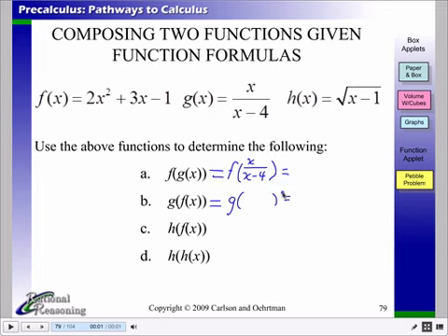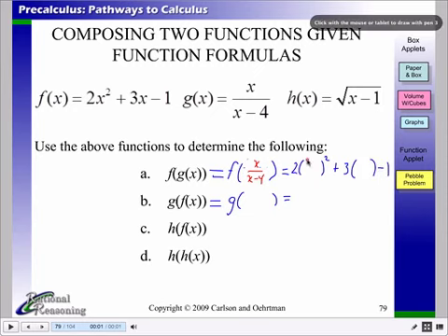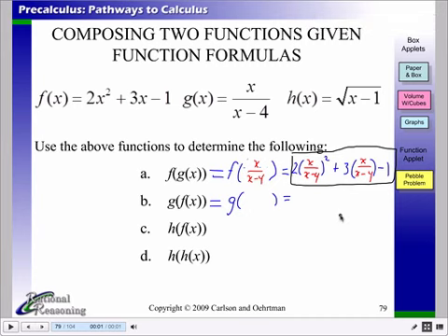So I saw some of you correctly had that. That's what g of x is. And so now we're going to what? Apply the rule of f to this input. So I'm going to do it in red, actually. And so what does the rule of f say? It says take 2 times what? The input squared plus 3 times the input minus 1. What's the input? x over x minus 4. So this is the single rule that would have the same effect as that two-step process of doing g first, taking the output of g, putting it through f. Does it make sense? Anybody have a question?